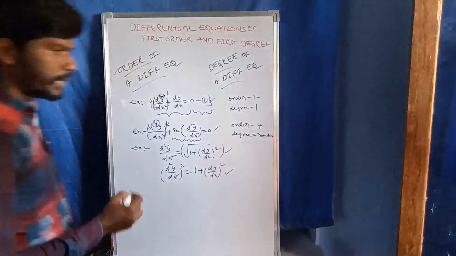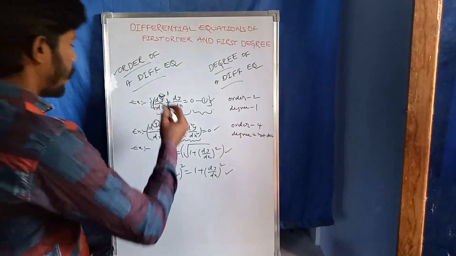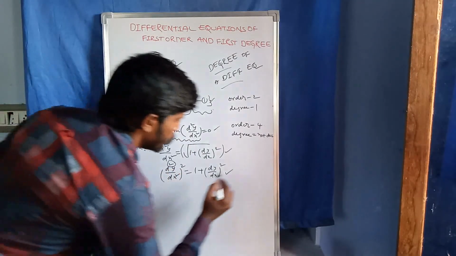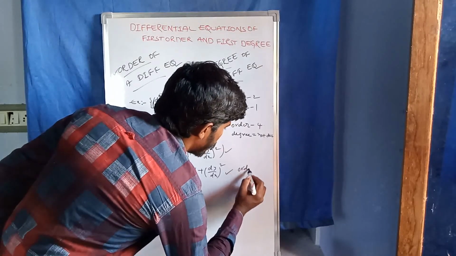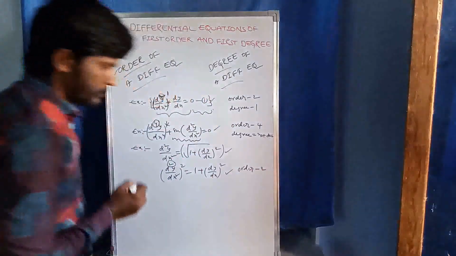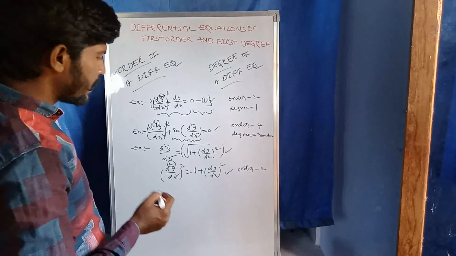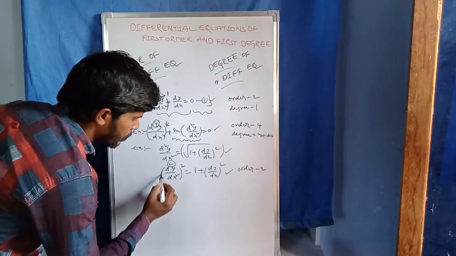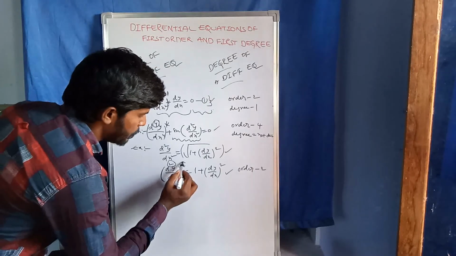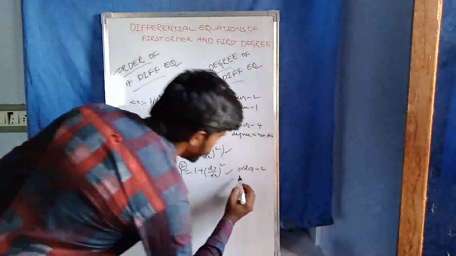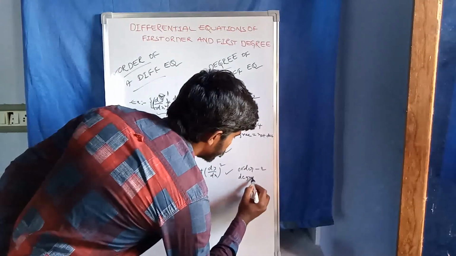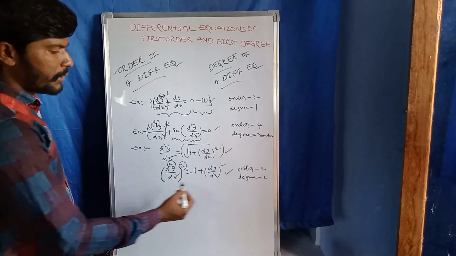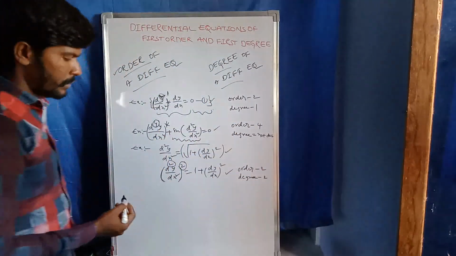In this differential equation, the highest derivative is 2, so order is 2. Now the degree is the degree of the highest derivative, which is 2. So order of the differential equation is 2 and degree of the differential equation is 2. Next.